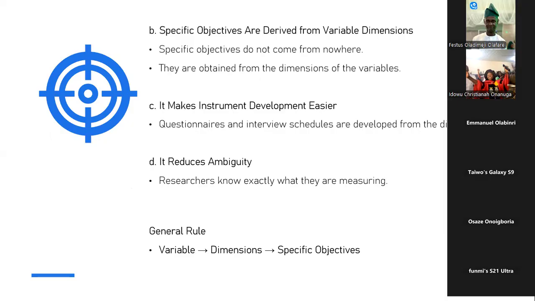If you are working on family background and academic performance, and you want to see the relationship or association between the two of them, that's a correlational study. So out of the two of them, which one can you break? And if you break them, what are we going to have? What will be their subvariables? Anybody that wants to try?